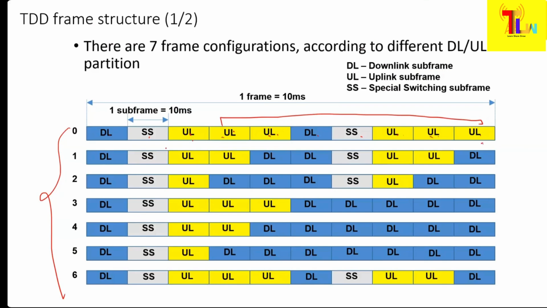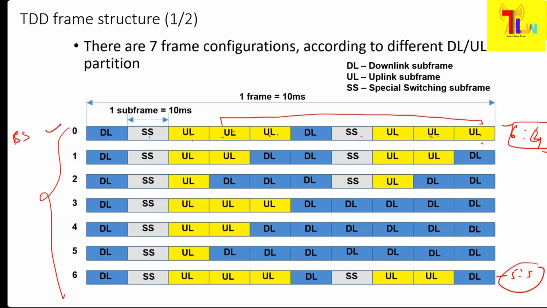Here we have 6:2, or 6:4 kind of. Here we have 5:5. So this structure he will choose. You can see the subframe structure 0.